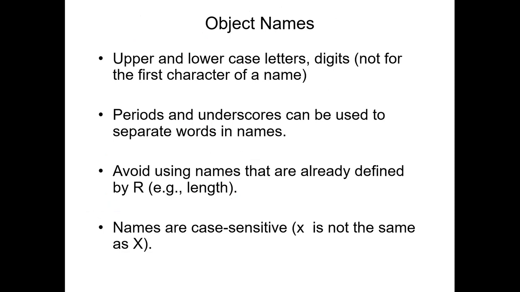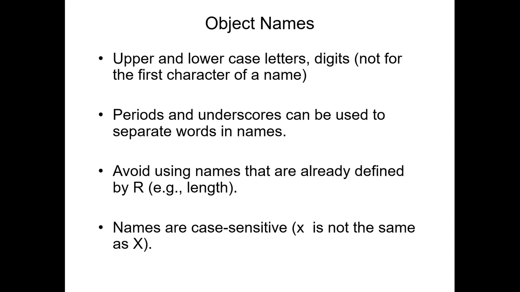Let me back up there. There's certain things that an object name can't have in it. You can have upper and lower case letters. You can have digits, but the digit can't be the first character of the name. And if you wanted to make really detailed object names, you can separate words by periods and commas. But for best practices, you shouldn't really use names that have already been defined within R, like some of the function names like mean or length. This is just so you don't get confused when you program.